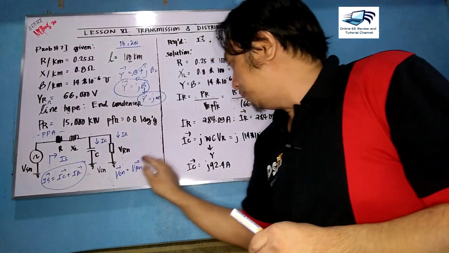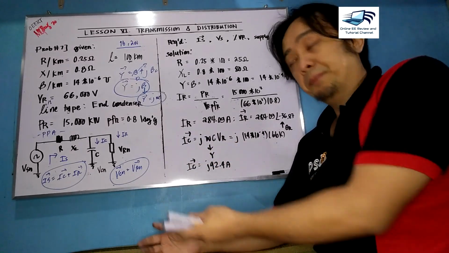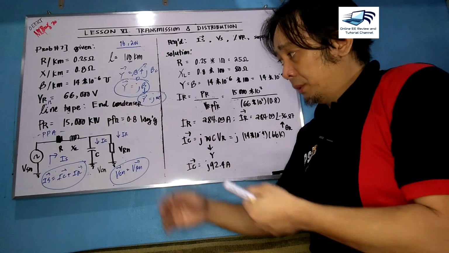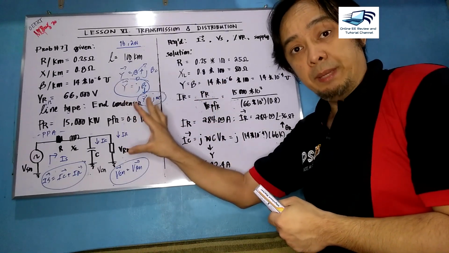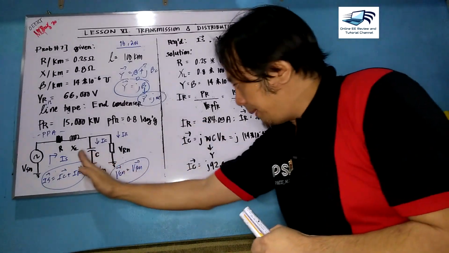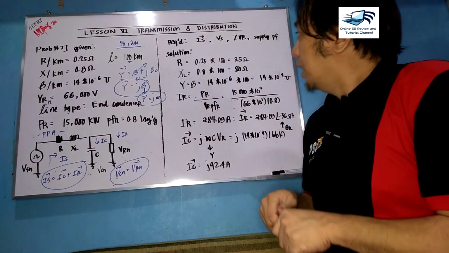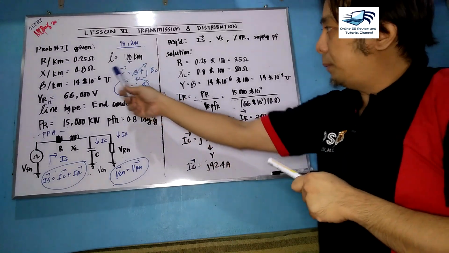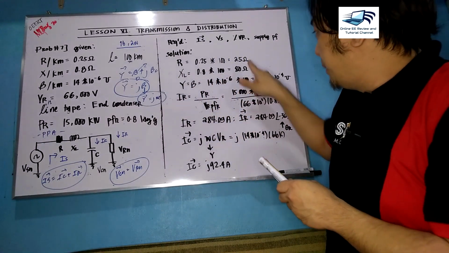So again, we are reviewing, using circuit theory, the wiring diagram or the per phase diagram of your end condenser method. And this end condenser method, by the way, is like your power factor correction circuit, simply because the capacitance is already localized at the receiving end. Now, in terms of solution, we need to get first some preliminaries. We need to multiply the 0.25 by the length. The answer is 25 ohms.